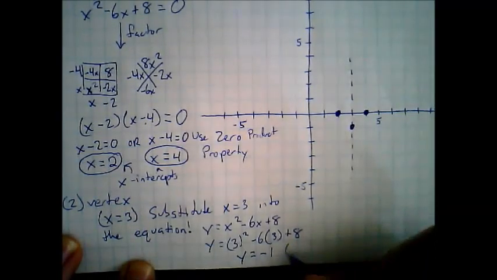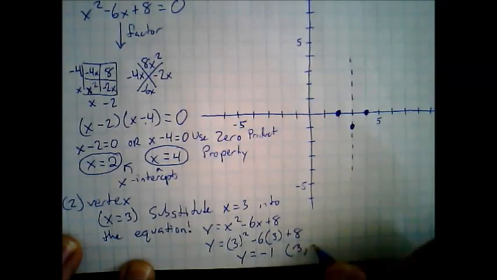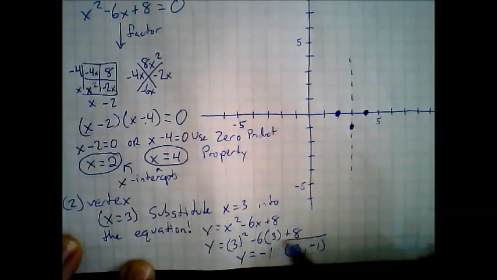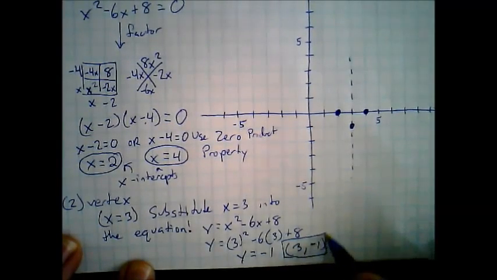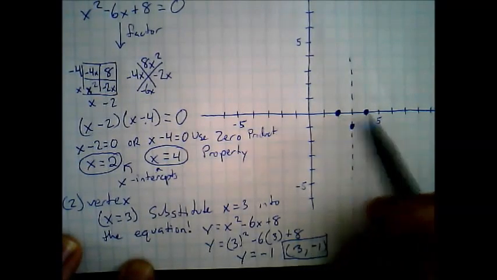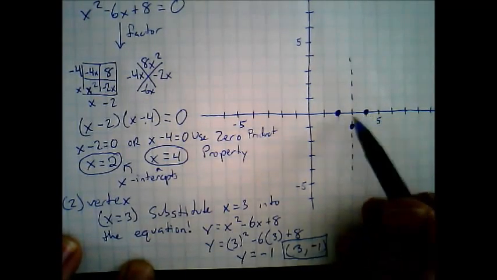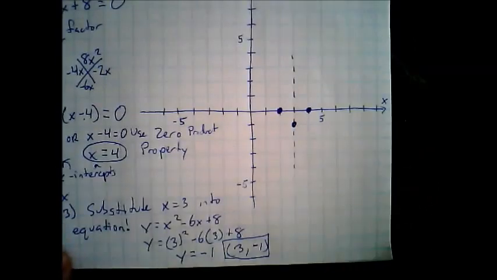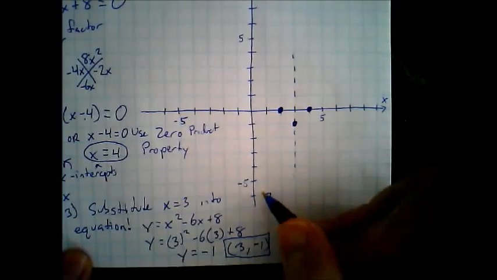Okay, so this is the point 3, negative 1 that we plot. And this is the vertex. Okay, so we plot this point. Again, when this bungee jumper is halfway in between, he's at negative 1. Okay, so that's our vertex. And the last one is our y-intercept.